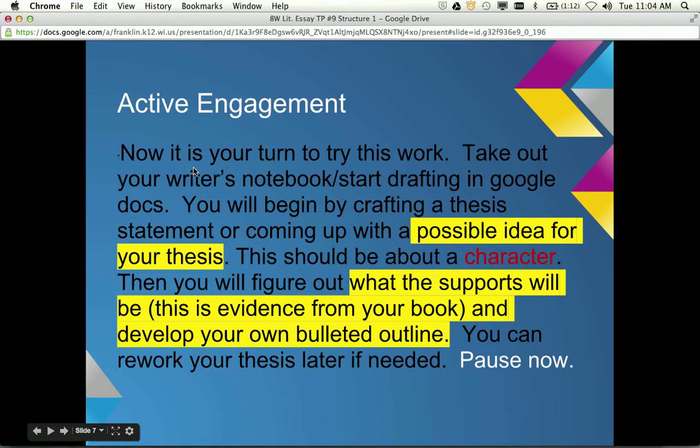So now it's your turn to try this work. Take out your writer's notebook, or you could start drafting in a Google Doc. If you're going to start your drafting in the Google Doc, it's important that at whatever point you start a Google Doc, you keep that same one throughout the whole unit. So this one would be labeled literary essay, and then that would be the name of the file. And at the top of the page, you would write structure 1 character. You'll begin by crafting a thesis statement or coming up with a possible idea for your thesis. This should be about a character for this first one. Then you will figure out what the supports will be. This is the evidence from your book that you're going to use to support your thesis statement, and develop your own bulleted outline. You can rework your thesis later if you need to. So pause now, and I want you to try and jot out an outline talking about the character in your book.